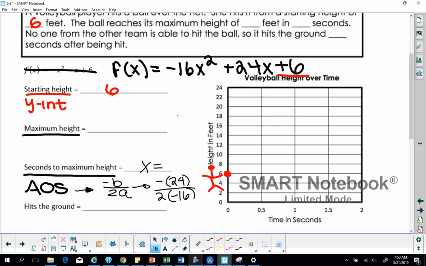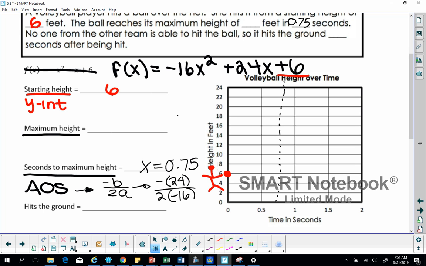3/4. What's that as a decimal though? 0.75. So I would go to 0.75, which is right between these two, and I know that that's going to be the seconds it took to get to the highest point. So in 0.75 seconds, I know that my ball's at its highest point.